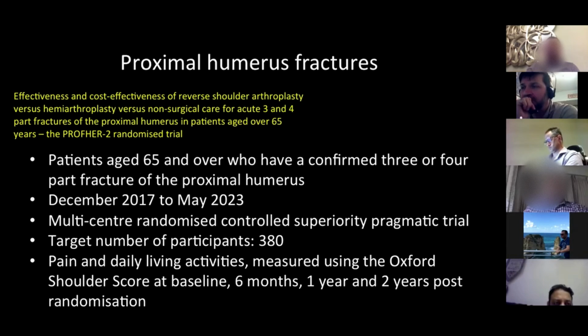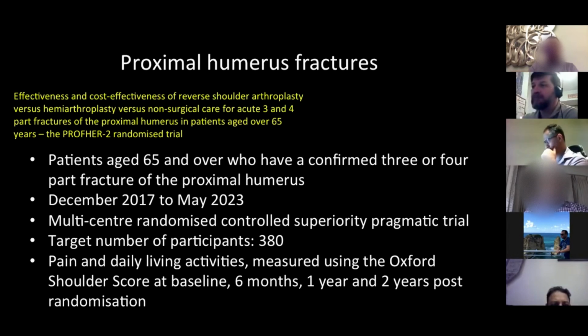Reverse shoulder, coming on to the PROFER trial. Reverse shoulder arthroplasty was not considered a management option in PROFER trial 1, which was published in 2015. And the ongoing PROFER trial 2 compares a randomized comparison of reverse shoulder arthroplasty, hemiarthroplasty, and non-surgical care.